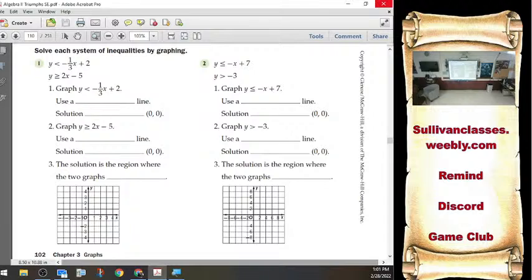The solution is where the two graphs overlap, correct? Yeah, overlap. So this one says y is less than the line, everything this way. This guy says y is greater than the line, so everything above it. You see how all of your arrows are pointing towards this? So that's your answer. Perfect.